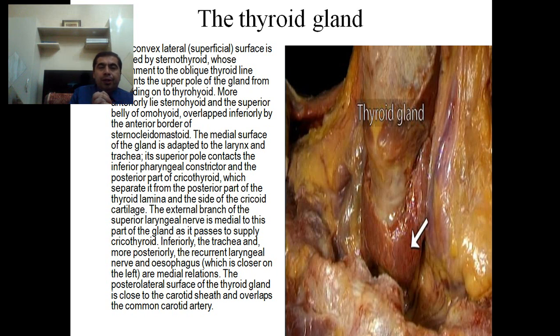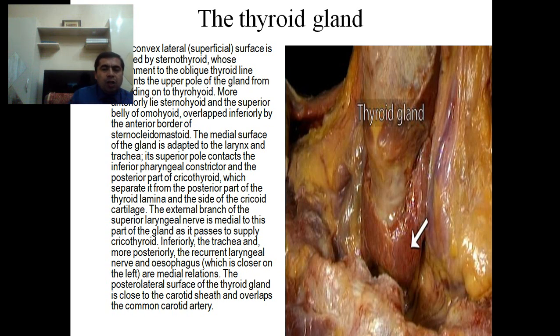For the normal regulation, normal functioning of the organism. The thyroid gland: the convex lateral superficial surface is covered by the sternothyroid, whose attachment to the oblique thyroid line prevents the upper pole of the gland from extending onto the thyrohyoid. More anteriorly lie the sternohyoid and the superior belly of omohyoid, overlapped inferiorly by the anterior border of the sternocleidomastoid.